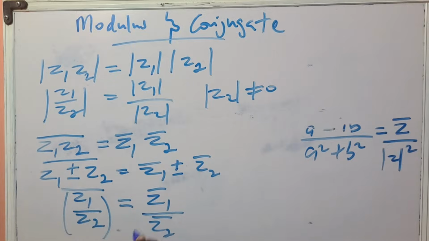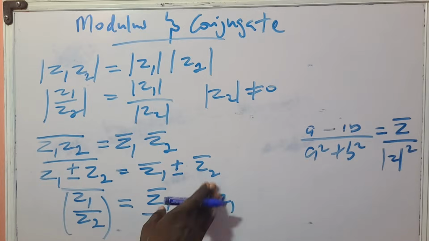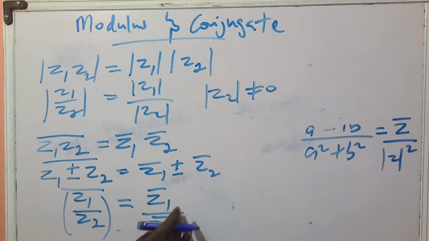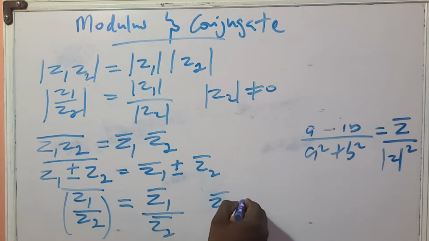Of course, when you have divisions like this, you must always remember that in this case the modulus, the conjugate of Z2, must never be equal to 0. Because if it was equal to 0, this whole thing will be undefined. So these are important properties of complex numbers based on their conjugate and their modulus.